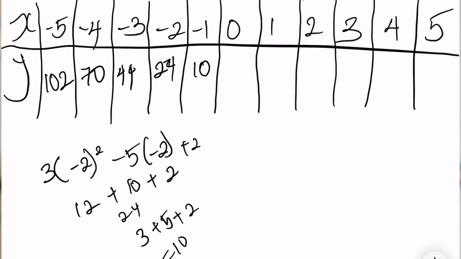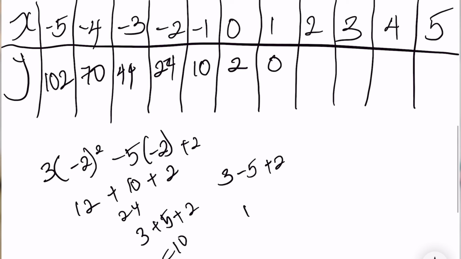Now, for 0, 3 times 0 is 0, then we have here to be 2. For 1, we have 3 times 1, which is 3, minus 5 plus 2. 3 minus 5 is minus 2, minus 2 plus 2 is 0. For 2, we have 2 times 2, which is 4. We have here 12 minus 10 plus 2. This is 2 plus 2, and this is 4.